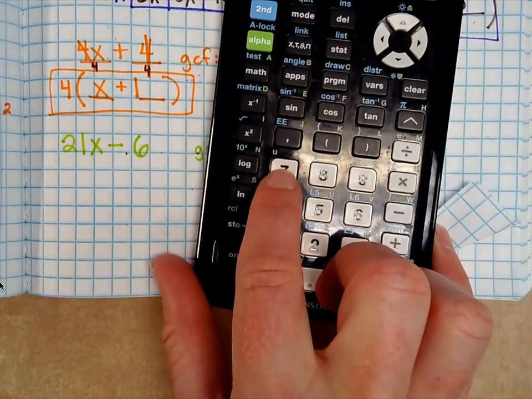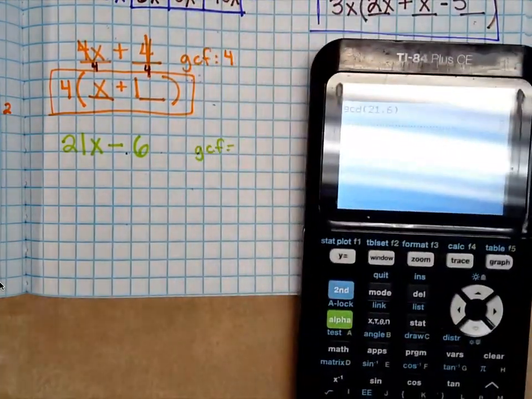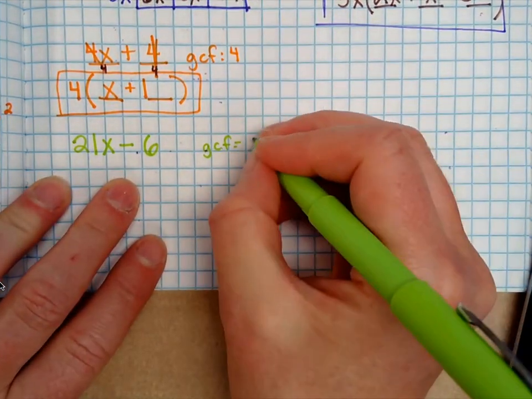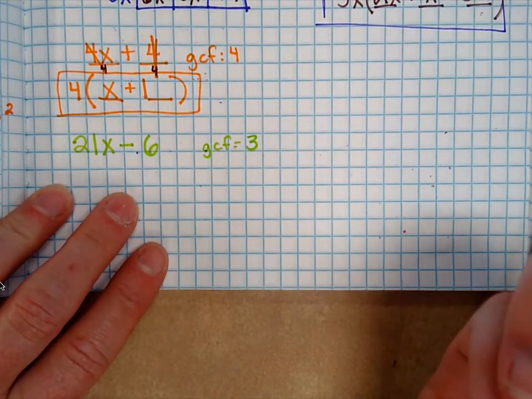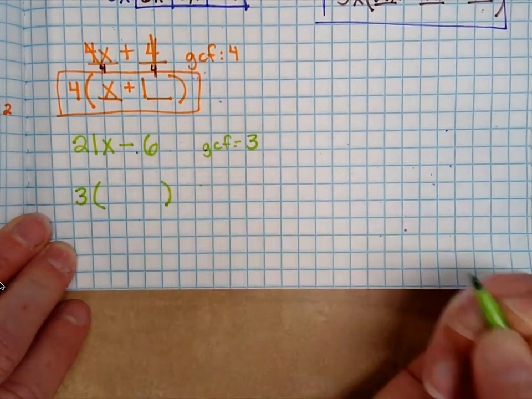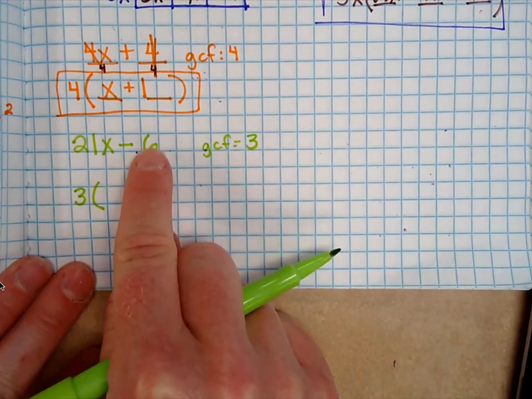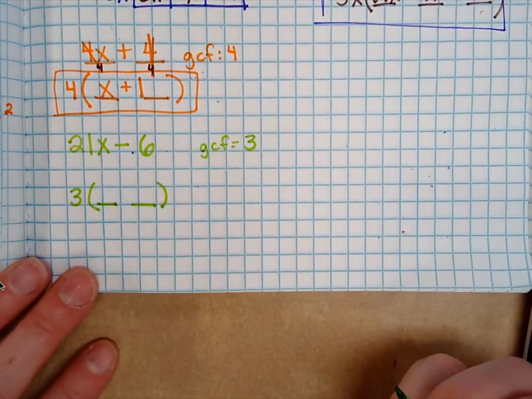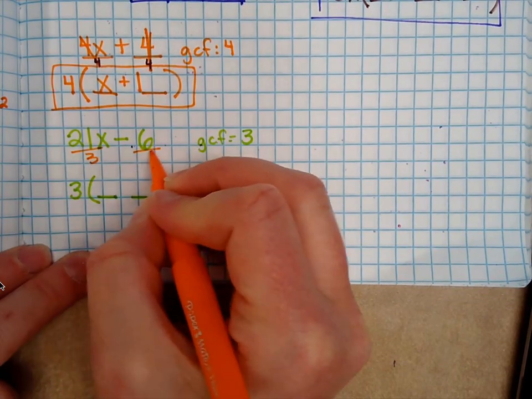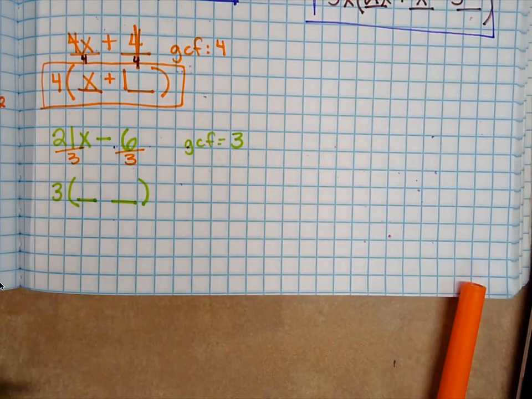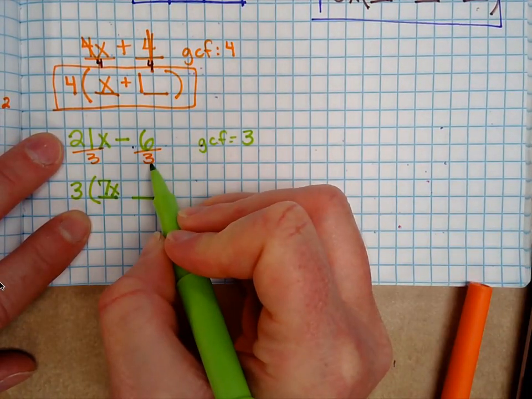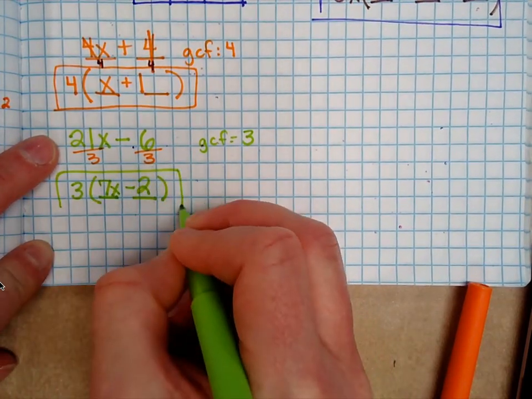Greatest common denominator? Comma is right here, right above 7. You can't do it with the variables, though. All right, so it is 3. You can use that. So we went to catalog and did GCD. All right, so we're going to put a 3, parentheses. There are 2 terms here, so there'll be 2 terms inside the parentheses. Divide by 3. Divide by 3. 21x divided by 3 is 7x. Negative 6 divided by 3, negative 2. 7x minus 2.